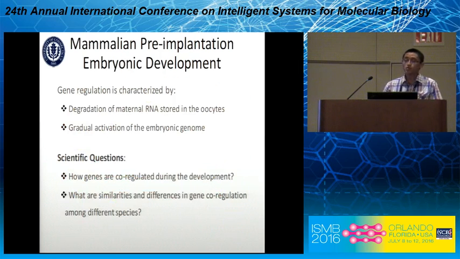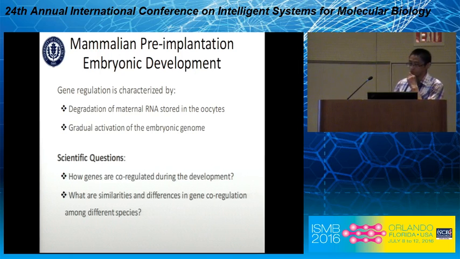The gene regulation involved in this embryonic development is very complicated and is characterized by the degeneration of maternal RNA stored in the oocytes and also the gradual activation of the embryonic genome. So there are many unanswered questions in this complicated process.